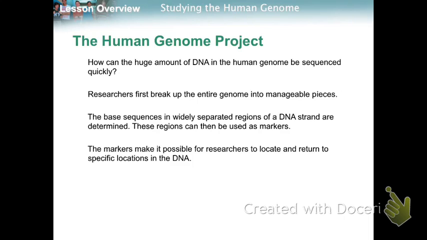So the sequencing portion of this is done pretty quickly in this way. Researchers break up the genome into pieces using restriction enzymes. Base sequences in widely separated regions of DNA are determined. These regions are used as markers. The markers make it possible to locate, they're almost like bookmarks. They locate and return to specific locations in the DNA.